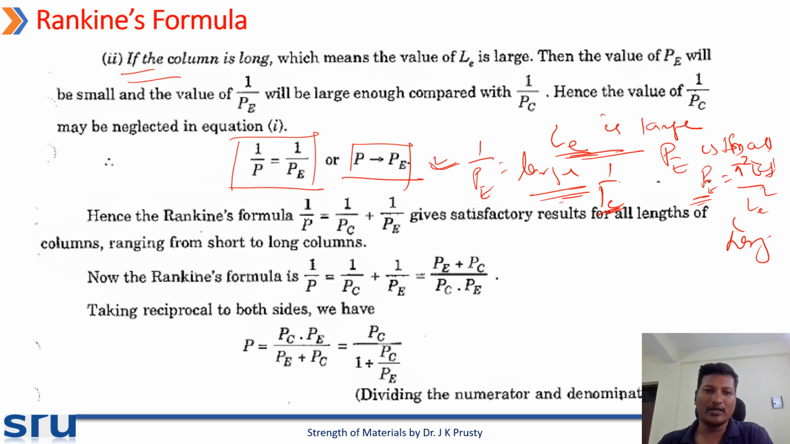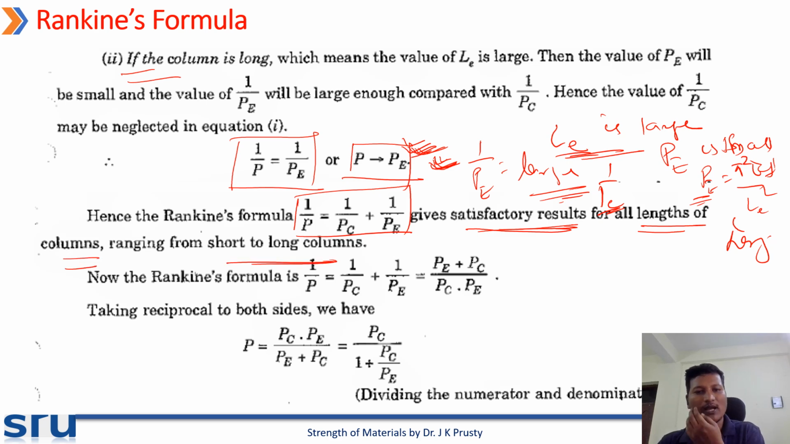So, in case of a long column, the buckling failure occurs due to bending. There is no failure due to crushing, or we can neglect that because it is very small compared to PE. Hence the Rankine formula can be written as 1 by P is equal to 1 by PC plus 1 by PE, which gives satisfactory results for all lengths of column, ranging from short to long columns.